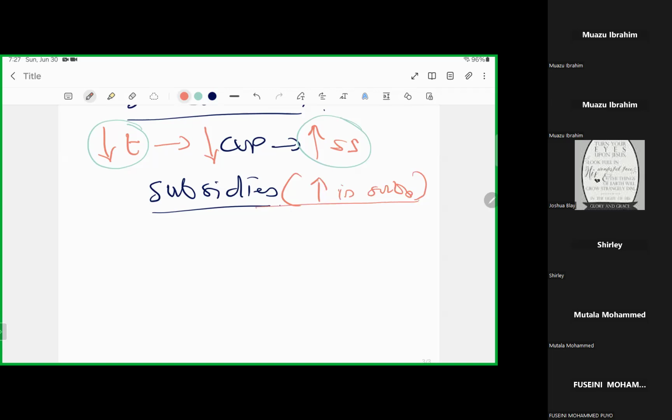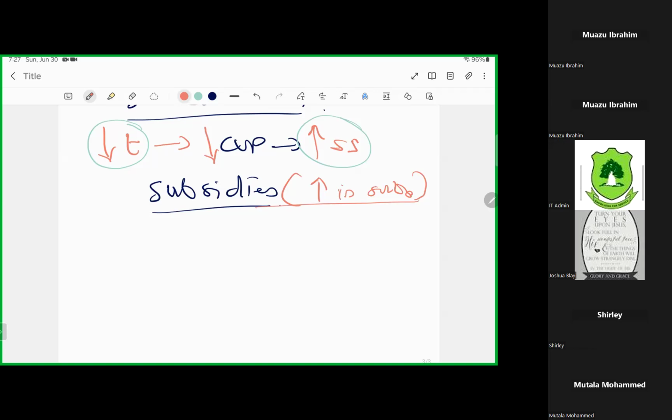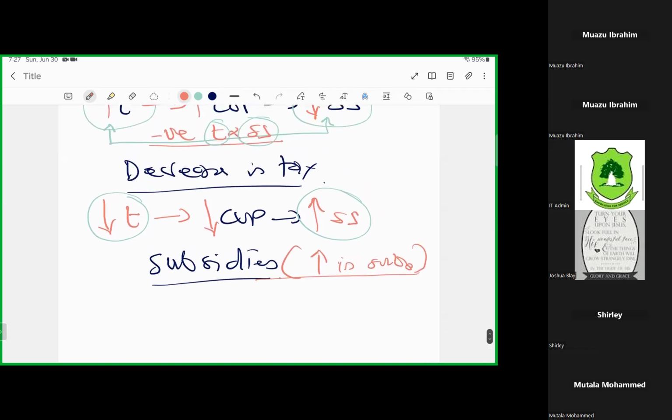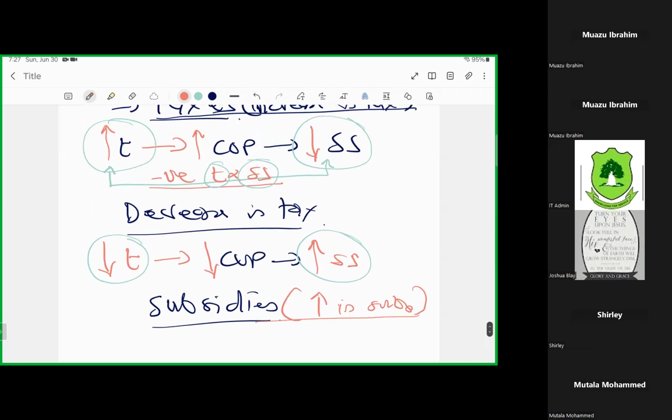Once there is an increase in subsidy, yes? We got a bit lost from the decrease in tax. Okay, so here we're talking about the decrease in taxes. You will see that once there is a decrease in tax, it affects the amount that is being supplied through its effect on the cost of production.